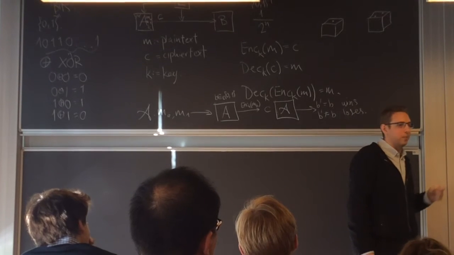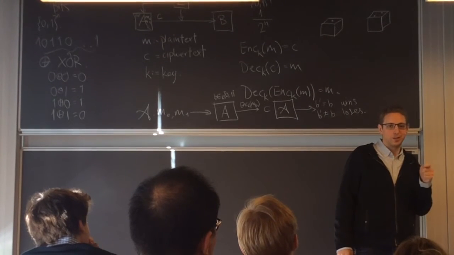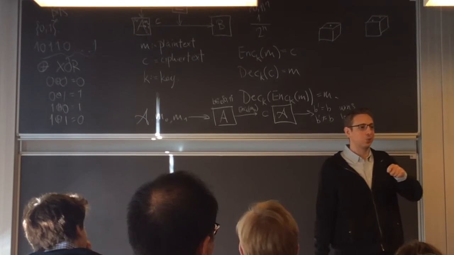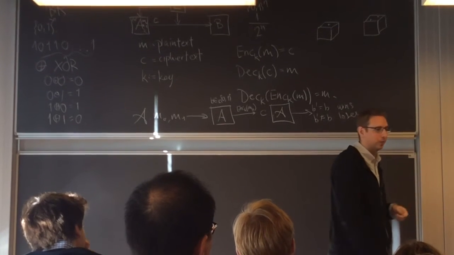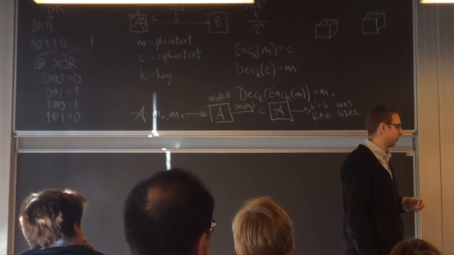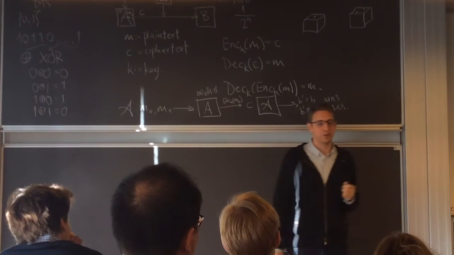But why is it called one-time pad? Because XOR is really simple, and if we use the same key twice, we can just XOR the two ciphertexts, and the keys disappear, and then we have something non-random, and we have problems. So it's called a one-time pad because you can only use it once.